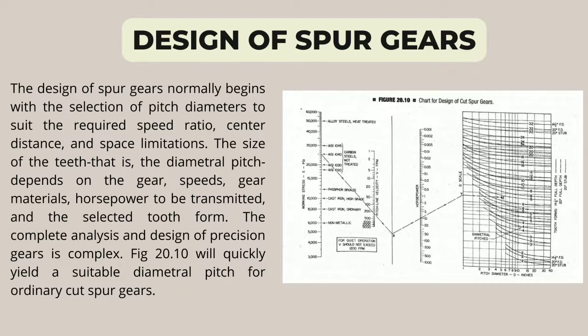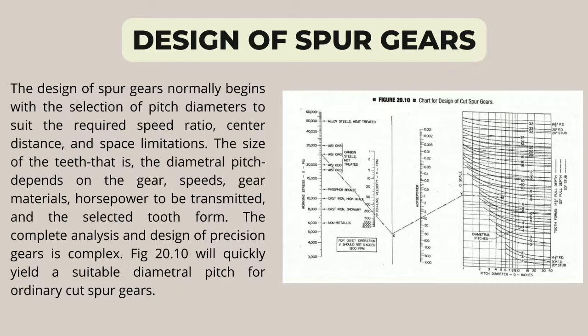The design of spur gears normally begins with the selection of pitch diameters to suit the required speed ratio, center distance, and space limitations. The size of the teeth, that is, the diametral pitch, depends on the gear speeds, gear materials, horsepower to be transmitted, and the selected tooth form. The complete analysis and design of precision gears is complex. Figure 20.10, as you can see, will quickly yield a suitable diametral pitch for ordinary cut spur gears.